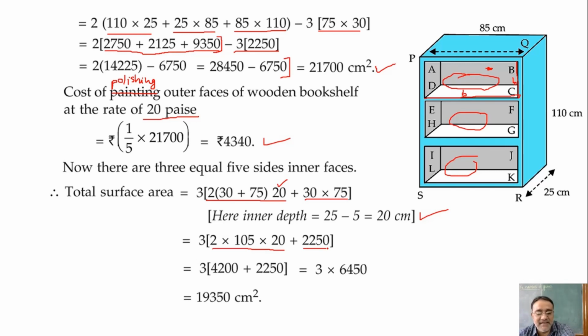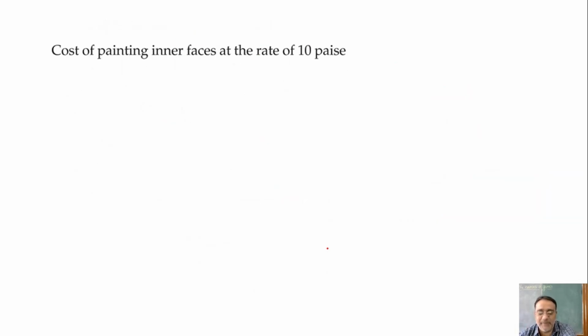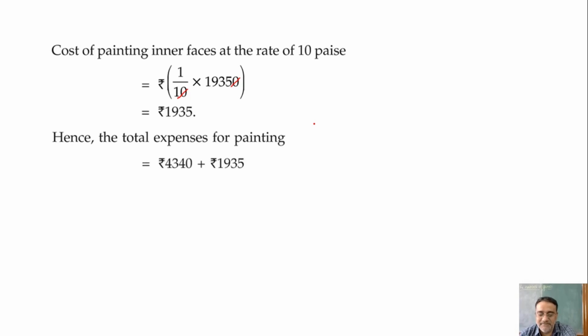The cost is given as 10 paise. 10 paise means 1 by 10 rupee. So 1 by 10 into 19,350, cancel these two. So we are getting rupees 1935. Now we have to add both the costs, that is 4340 and 1935. If you add, you will get 6275, right? So this is the final answer. Any doubt? No, sir. Okay.